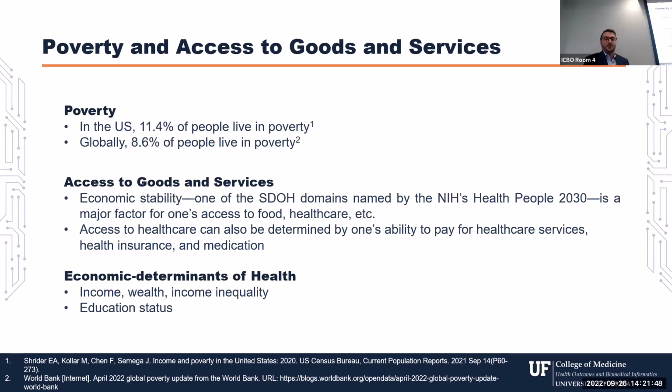As many of you are probably aware, this economic instability that's caused by poverty has a tremendous effect on one's ability to access goods and services. For example, access to healthcare can be determined by one's ability to pay for healthcare services, health insurance, and medication. And so a lot of scientists and researchers have come up with these so-called economic determinants of health that look at income, wealth, income inequality, and education status as possible risks or indicators of somebody's ability or inability to access goods and services.